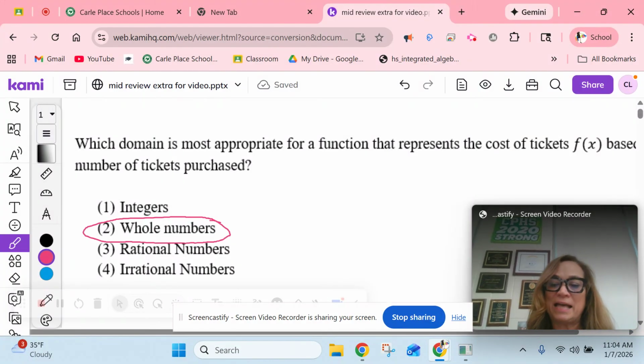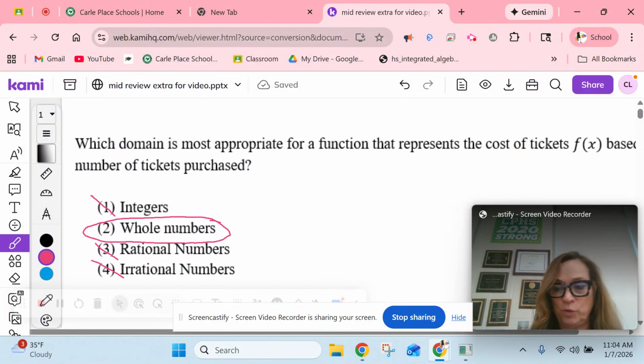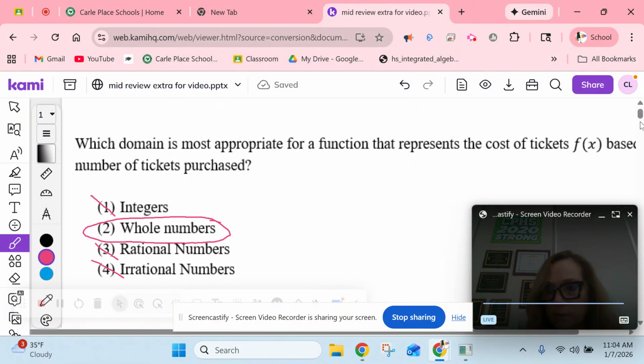Usually what I do is I ask myself two questions. I ask myself, can it be negative, which is definitely a no. And because it can't be negative, you can actually cross out 3 of the choices. But then I also ask myself, can it be a half? Like, can you buy half a ticket? Not really. Okay, so next one.